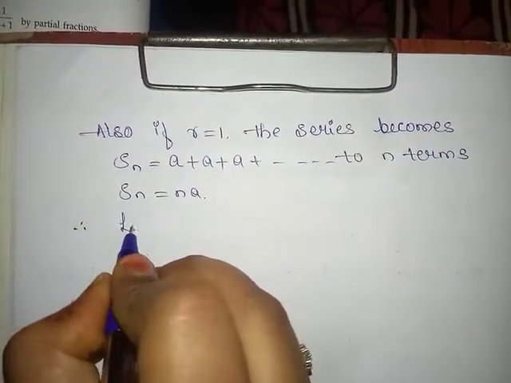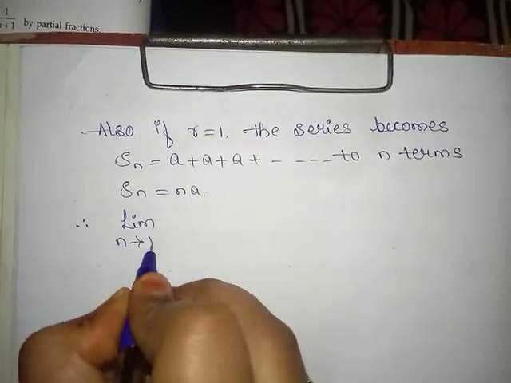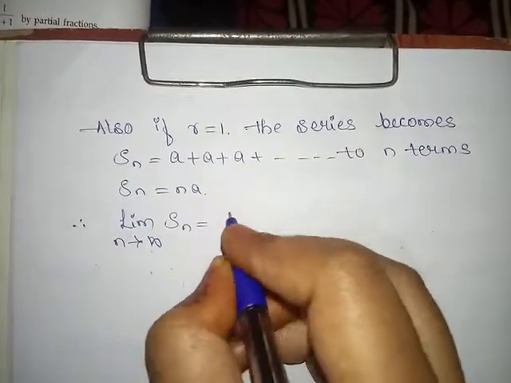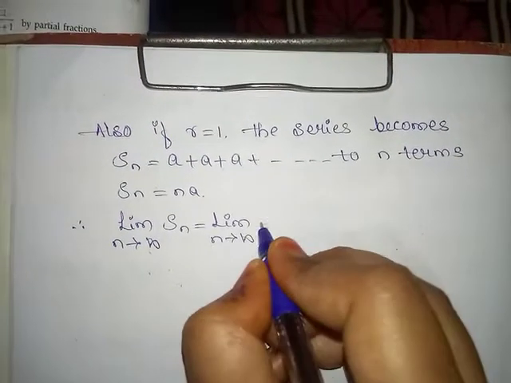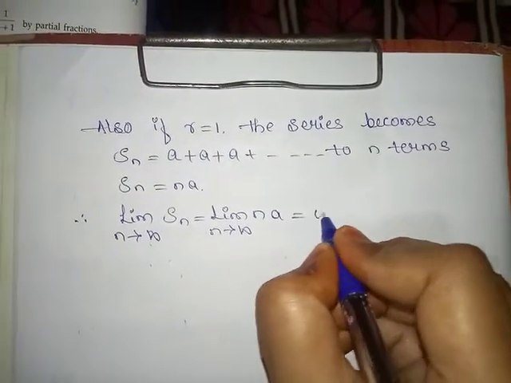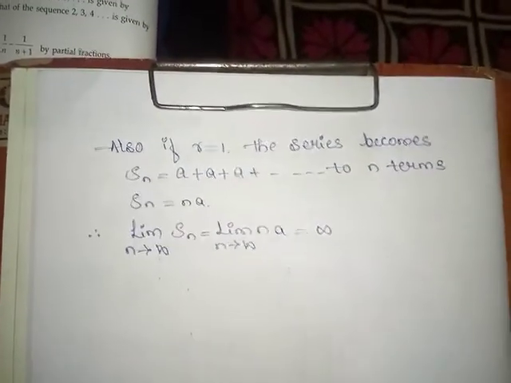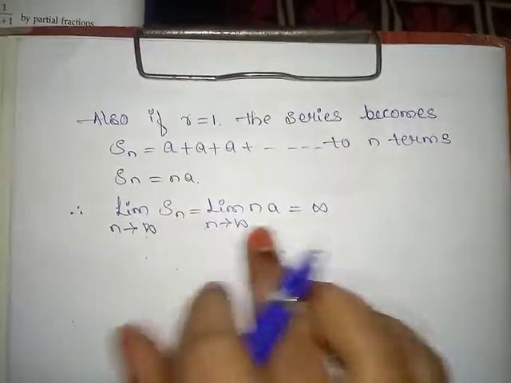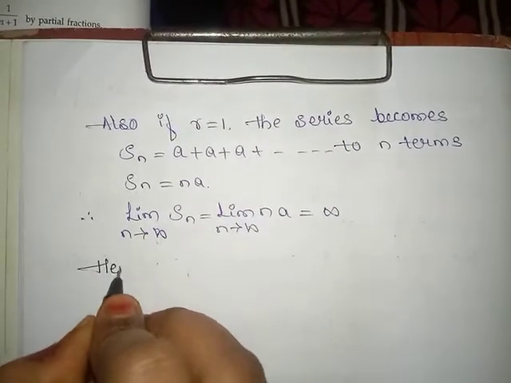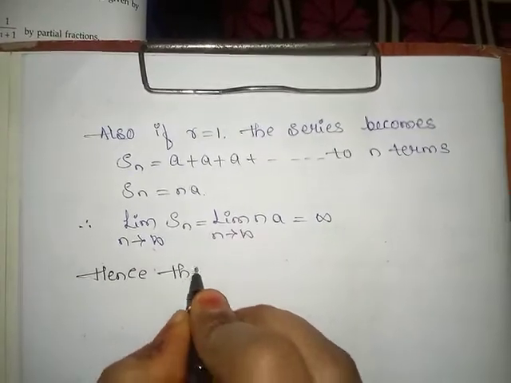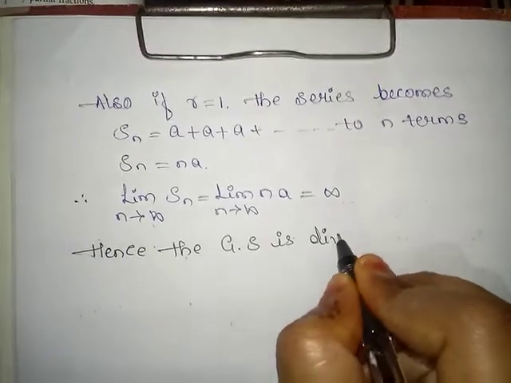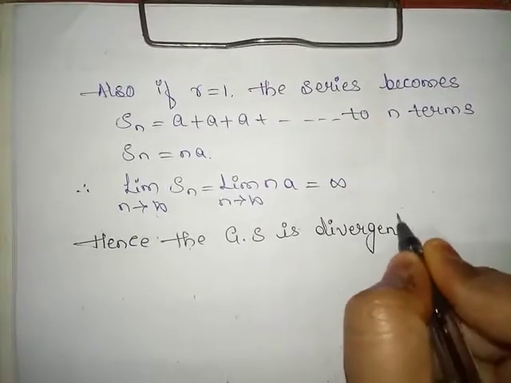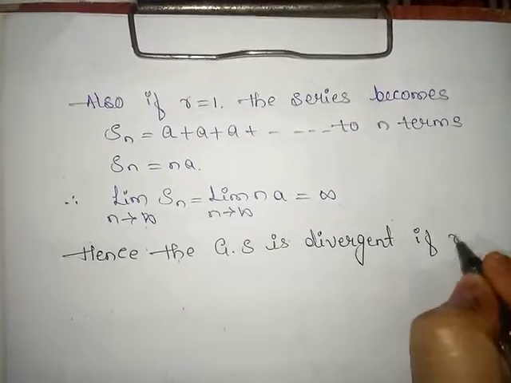Therefore, limit n tends to infinity Sn is equal to limit n tends to infinity n into a, which is equal to infinity, because infinity into something is infinity. Hence here we conclude that the geometric series is divergent if r is equal to 1.